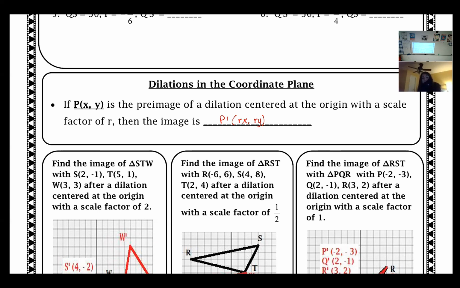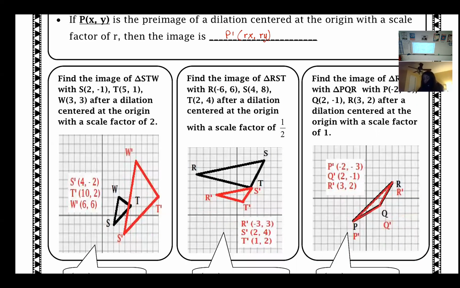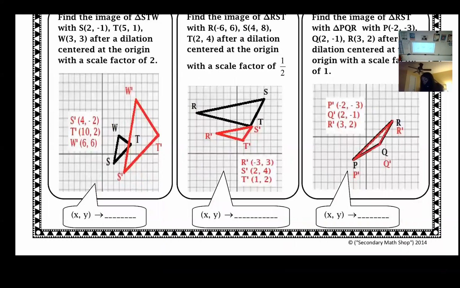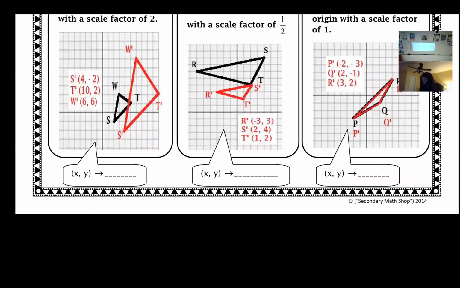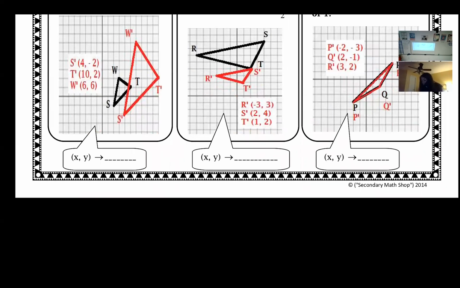So you can kind of see it in these examples at the bottom. The black smaller triangle multiplied by a scale factor of 2. So what would that rule look like? XY transforms into 2x, 2y.